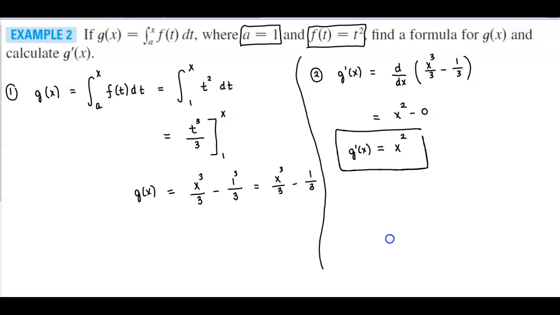So therefore, there is your result for g prime of x. And then we also know that g of x is going to equal x cubed over 3 minus 1/3.